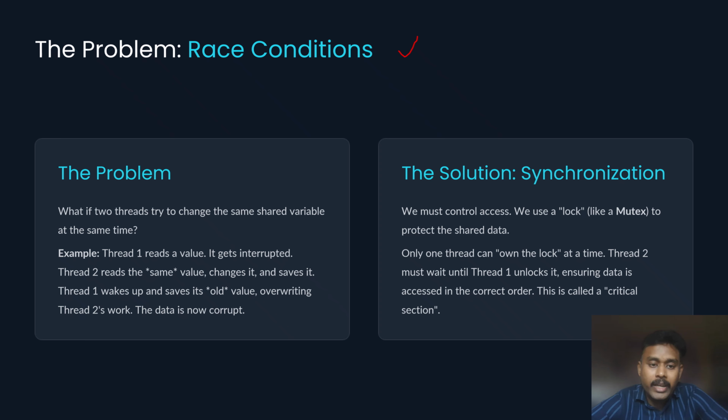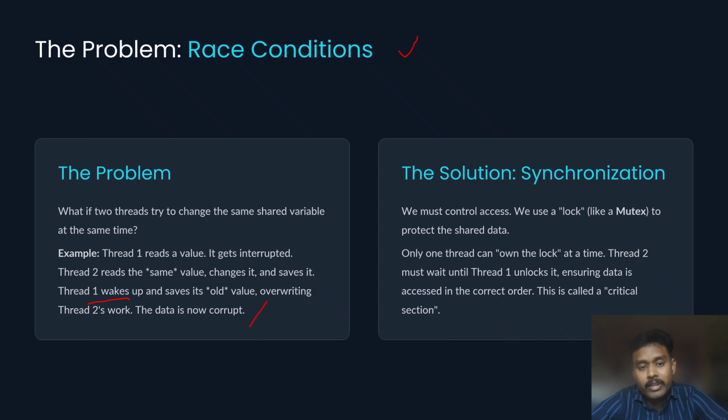Thread 1 reads a value and gets interrupted. Thread 2 then reads the same value, changes it and saves it. During that time, thread 1 has low priority, so it is waiting for the task to run. Now thread 2 has completed its task. Thread 1 wakes up and saves its old data, overwriting thread 2's work. So now thread 1's data has overwritten thread 2's data. Now the data is corrupted.